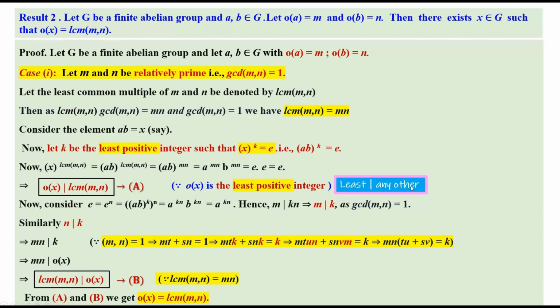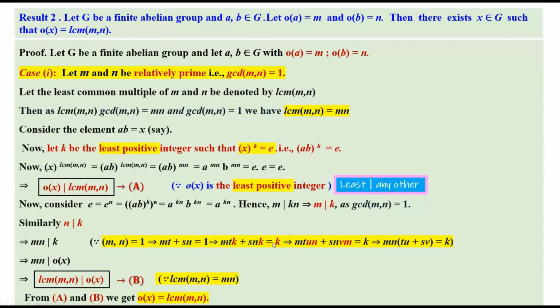m being least must divide any other, so m divides kn, and because m and n are relatively prime, this should imply that m divides k. So similarly we can establish that n divides k. Now if m divides k and n divides k and m, n are relatively prime, then the product should divide k. And here is the proof for that. m and n are relatively prime means you can find two integers t and s such that mt plus sn equals 1.